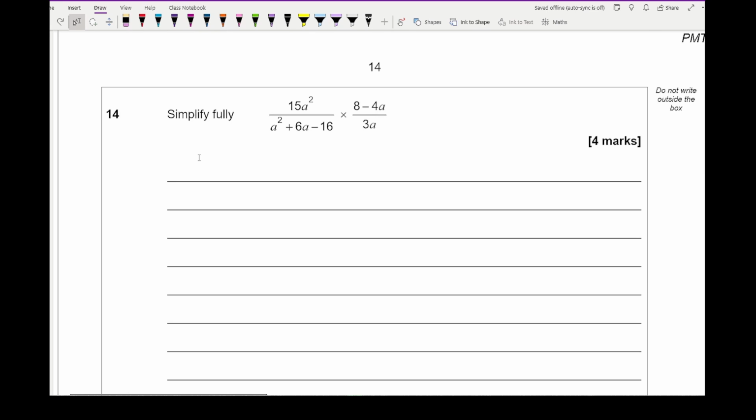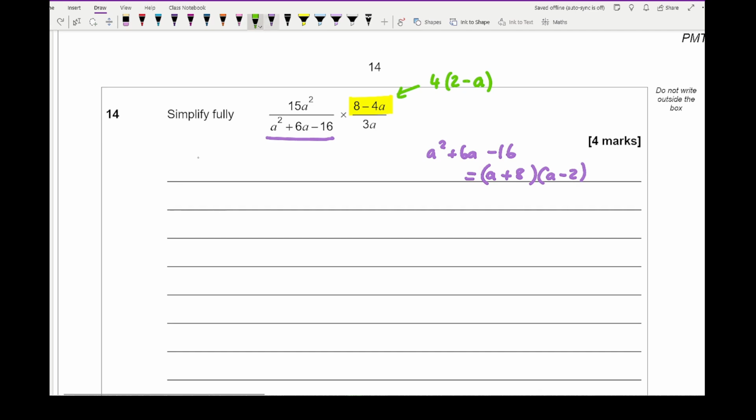Moving on to question 14, it says simplify fully, and I've got this algebraic fraction and we are multiplying. So for this, I would always try and factorize where possible. So we can factorize this here. a squared plus 6a minus 16 is equal to (a plus 8)(a minus 2). I can simplify 8 minus 4a, because that's going to become 4 lots of (2 minus a), and everything else can't be simplified.